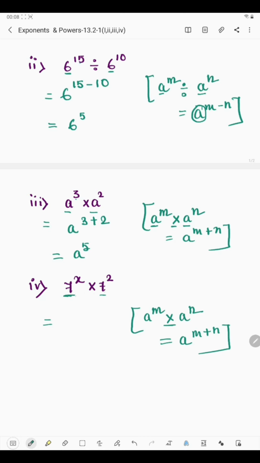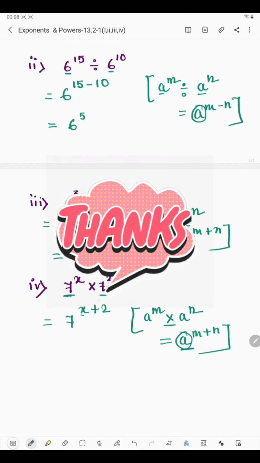So here also base is same, so we will have to write the base at first. See here how I have written this. So we will have to write the base and then powers will be added. So it will be x plus 2. Now as these are not like terms, so it will remain like this. Okay, so this was the answer of the fourth part.